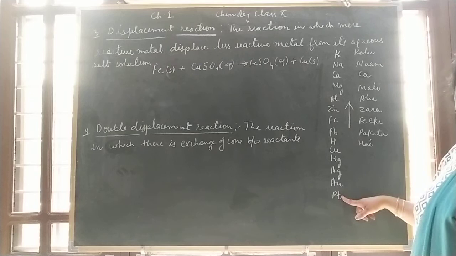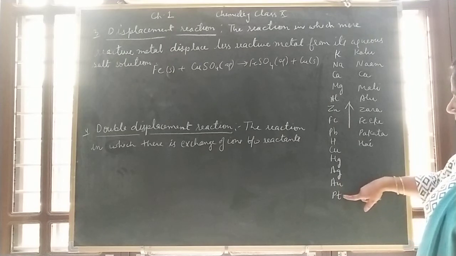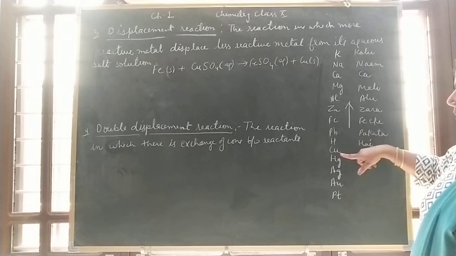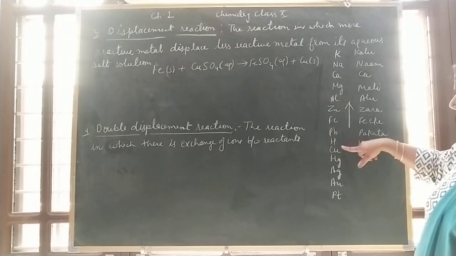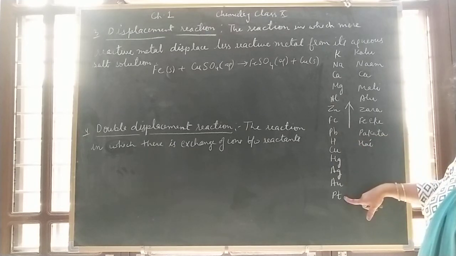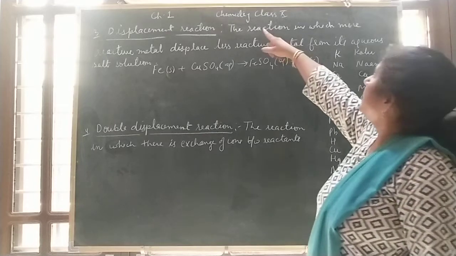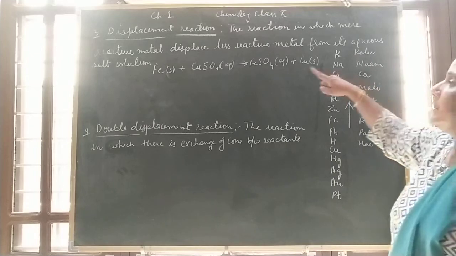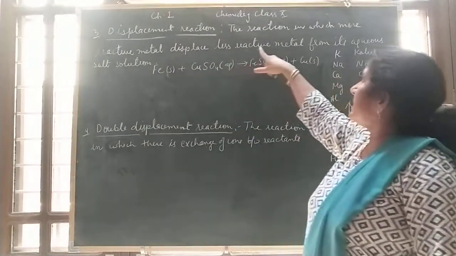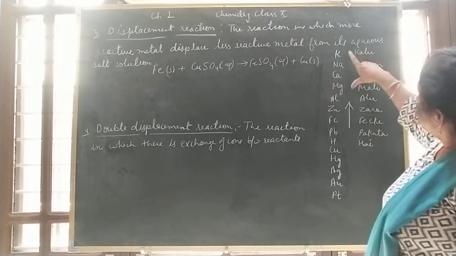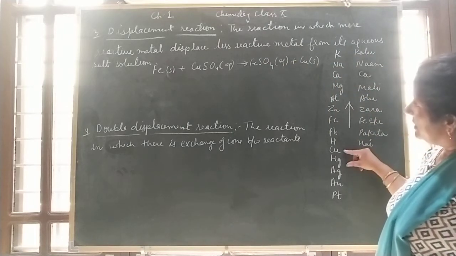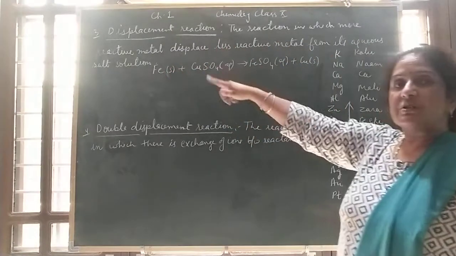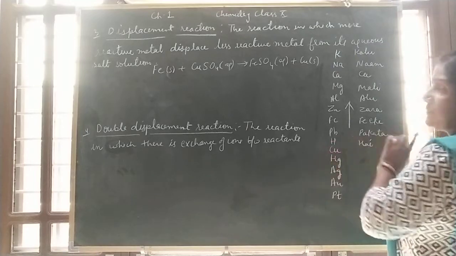Now let's start from the bottom. Platinum, expensive metal. Now cheaper than platinum, gold. More cheaper, silver, mercury, copper. So from here to here reactivity decreases. Now what is here? The reaction in which a more reactive metal, means these are more reactive metals, displaces a less reactive metal, means these metals will displace these metals from their aqueous salt solution. Means you have to take the aqueous salt solution of these metals.